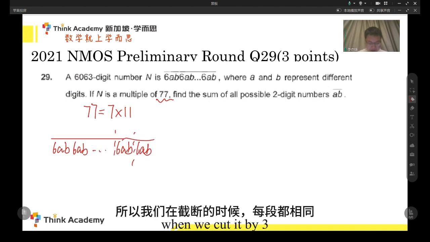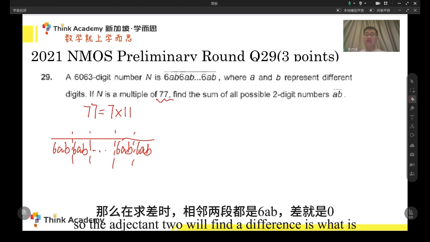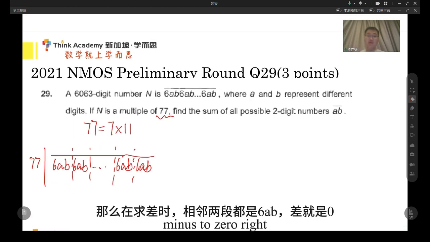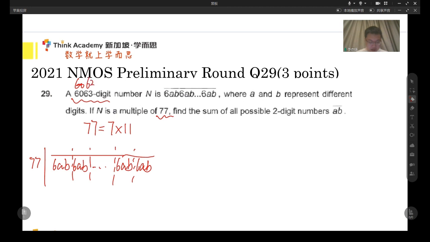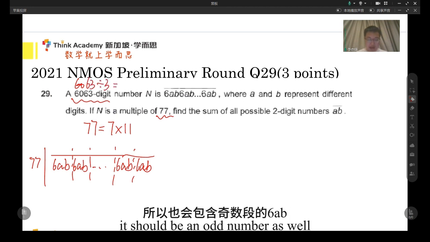When we cut it by 3, there's no doubt that each part is a 6AB. So we have 6AB minus 6AB, 6AB minus 6AB. So for the difference, we will find what? It is minus 20, right? But as we can see, there is an odd digit, so if we divide it by 3, it should be an odd number as well.